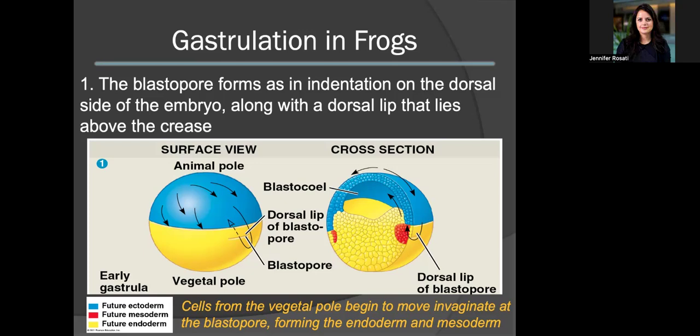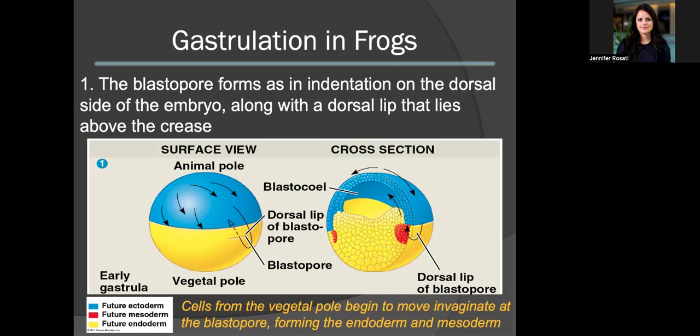We're now going to take a look at the gastrulation process in various types of animals, beginning with the frog. Gastrulation in the frog involves the formation of the blastopore. The blastopore forms as an indentation on the dorsal side of the embryo. This will also lead to the formation of the dorsal lip of the blastopore. This is a region that lies directly above the crease.